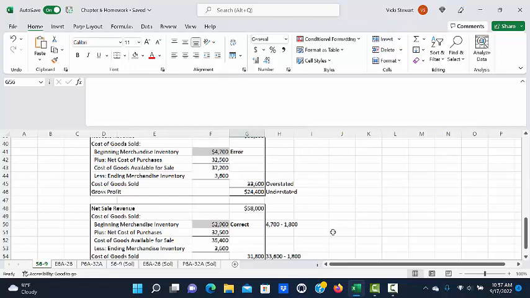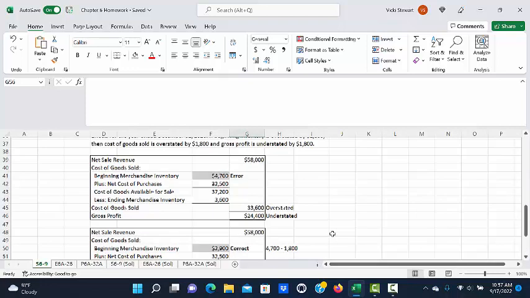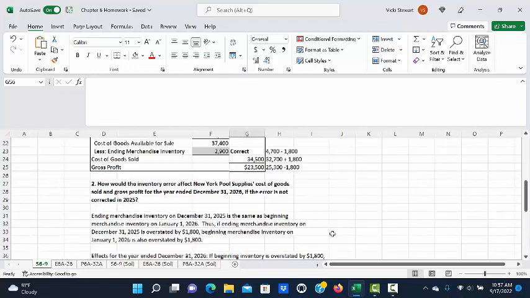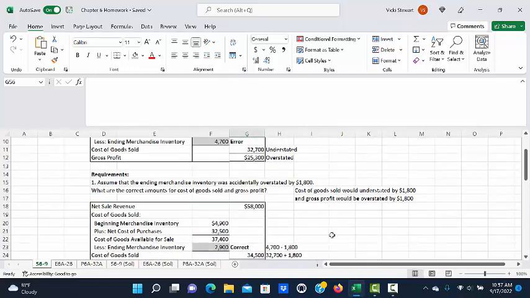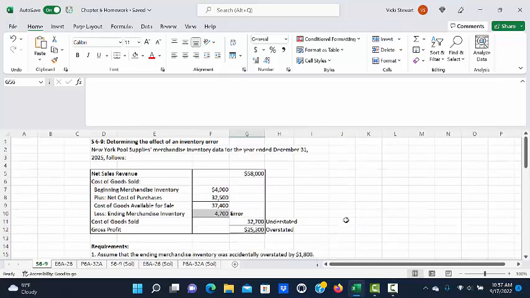So we know by this that if an inventory error is not found in the first year, then it has the opposite effect in the second year, so that over the course of the 2 years the amounts will actually reverse and correct themselves. And that is the conclusion of the demonstration for exercise 6-9.